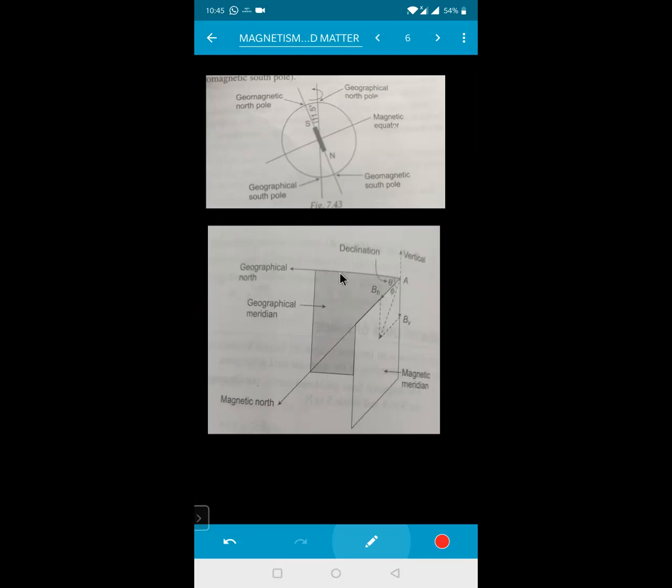So what is this called? Geographic north, and this will be called geographic south. Downward. So this one is geographic north, and this one is geographic south. So this is called your geographic meridian.